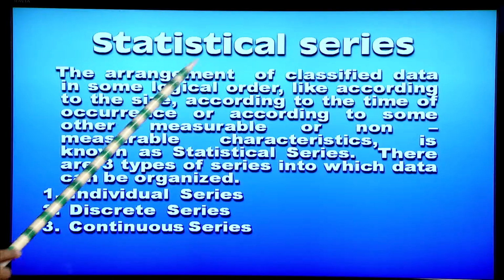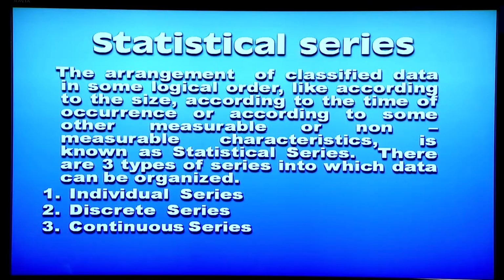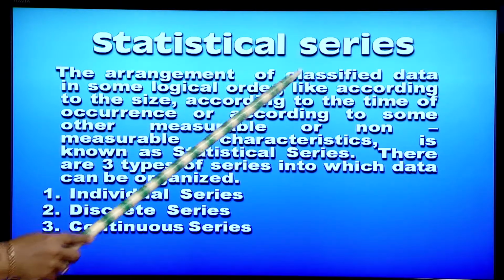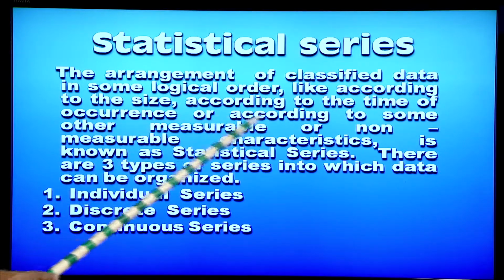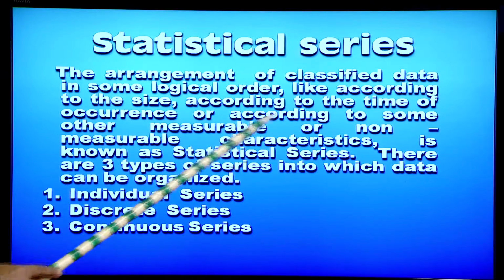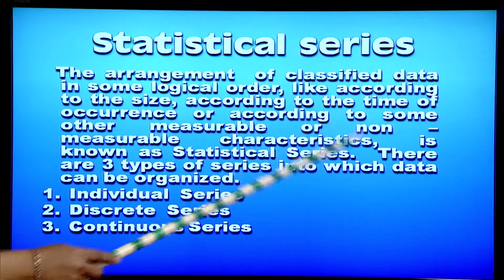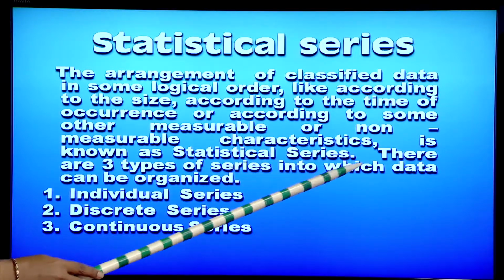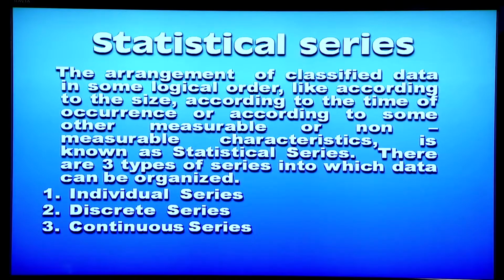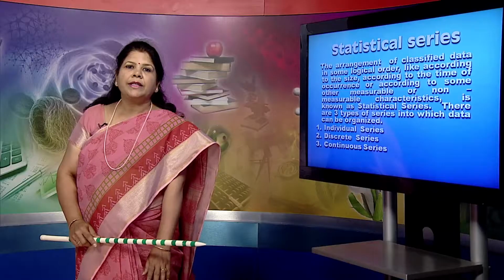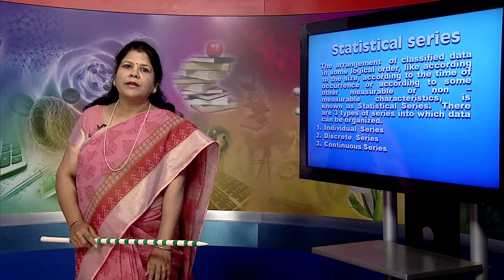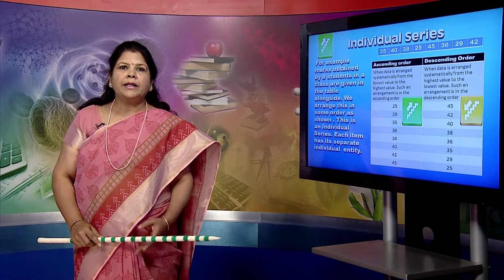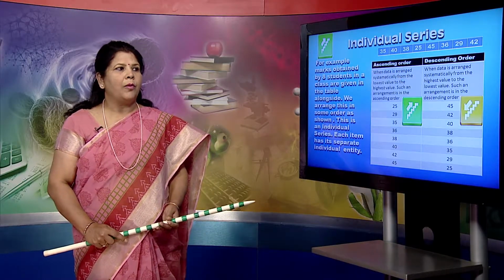Let us now understand the different statistical series. The arrangement of classified data in some logical order, like according to the size, according to time of occurrence, or according to some other measurable or non-measurable characteristics, is known as statistical series. There are 3 types of series into which data can be organized. These are individual series, discrete series, and continuous series. Let us understand each one of these series one by one.